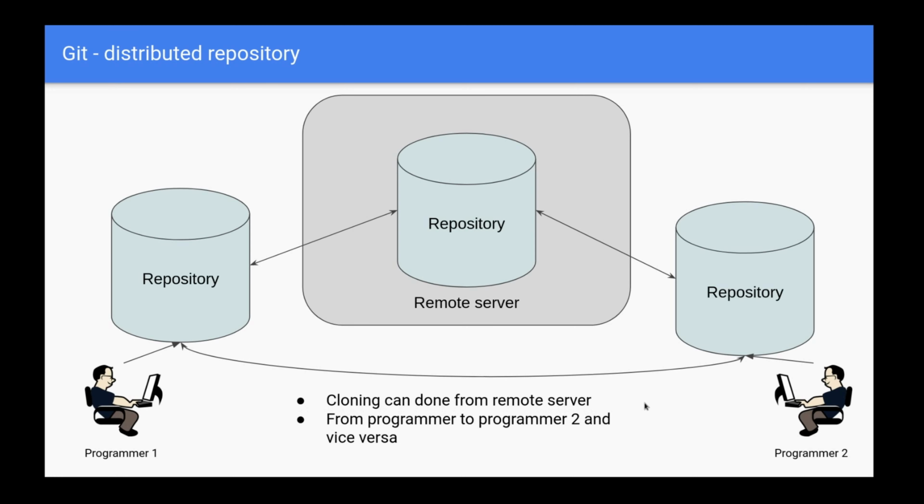So cloning can be done from the remote server, from programmer to programmer, and vice versa. Basically the copy exists everywhere, so losing the code completely is extremely difficult. It's not easy to lose the code in the Git environment. If there are 1,000 developers, all of them have the repository, so any one person's repository is a kind of backup for the complete thing.